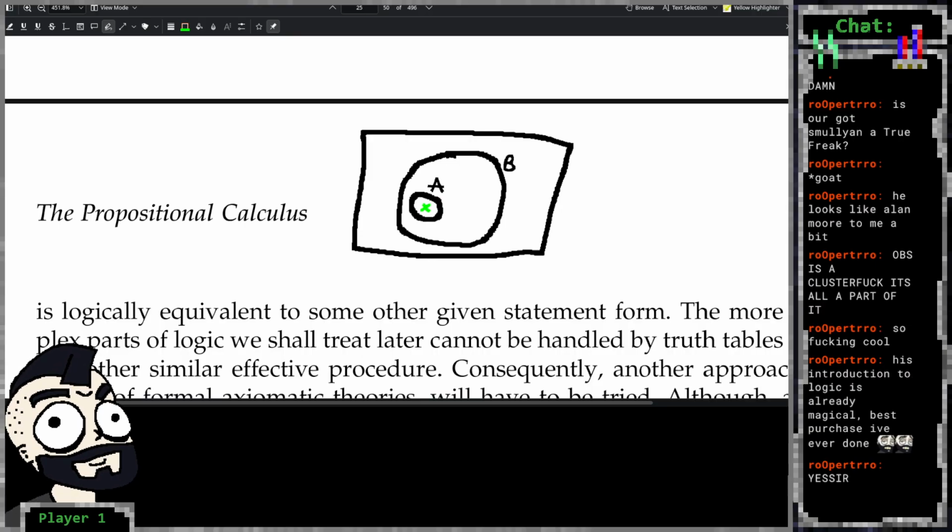Venn diagrams. Thanks for the hydrate. Venn diagrams are a way of visualizing relationships between sets. Formal logic, propositional logic, is a way of expressing in a very abstract way a type of inference.